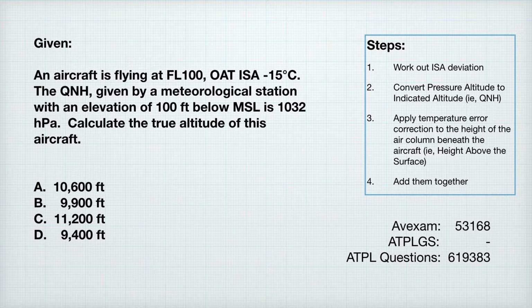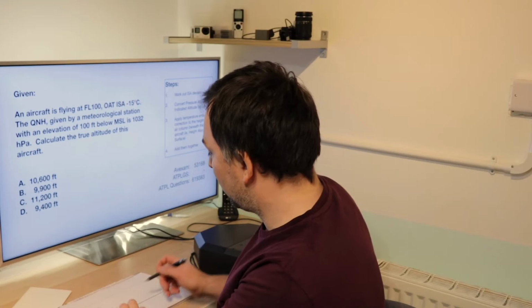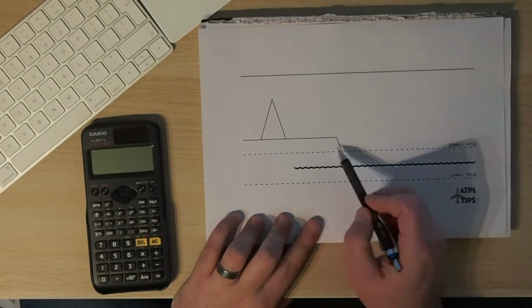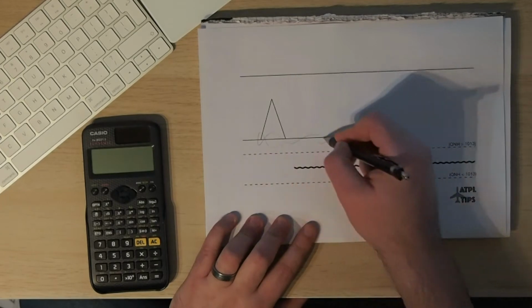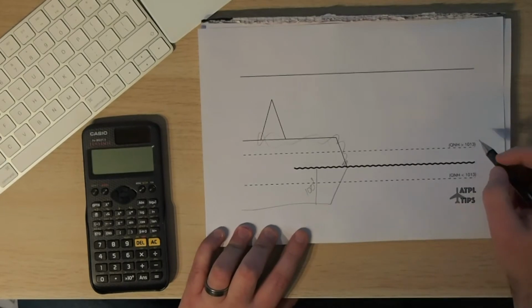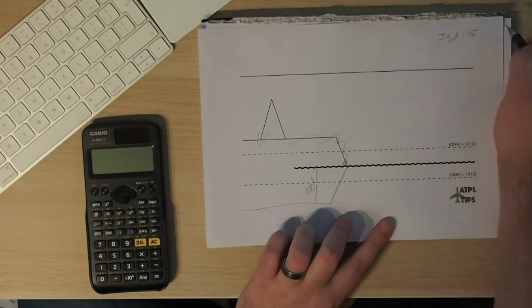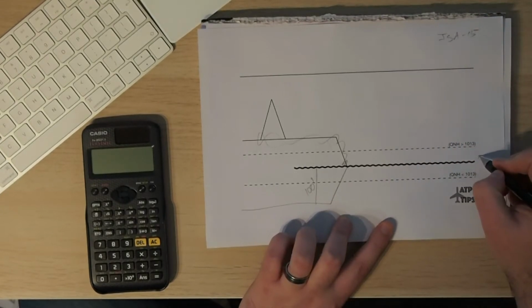The first thing that we'll always want to do is look for the ISA deviation, and this question's really nice. It just tells us that we are ISA minus 15. Awesome. The second thing that you might have noticed within this question is that we're dealing with an airfield or a meteorological station that's 100 feet below sea level. Well, that means that on our sketch, where we've got the portion above sea level, actually this time we're not above sea level at all, we're below sea level by 100 feet. So make that annotation on your chart. We're ISA minus 15 and our QNH is 1032.